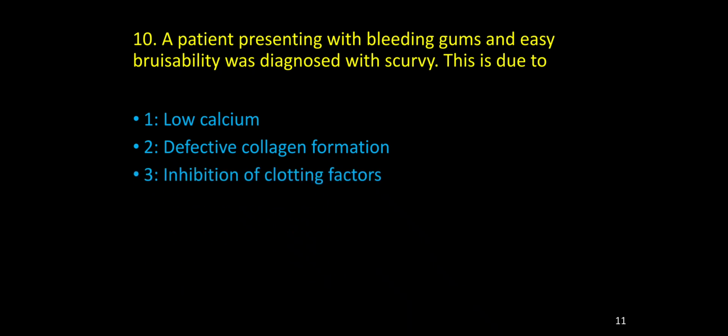Another option is inhibition of the clotting factor. Clotting factor is totally related with vitamin K. Vitamin C, scurvy related, is not a condition for the clotting factor. Another option, increased keratinization of epithelium, is totally related with vitamin A. So here the hint is already given: scurvy, easy bruisability and bleeding gum, all are going to scurvy.